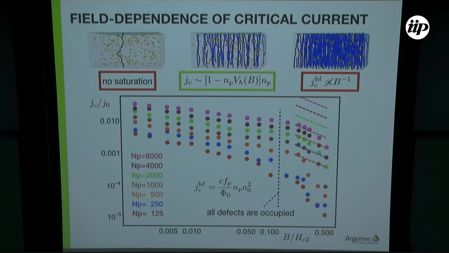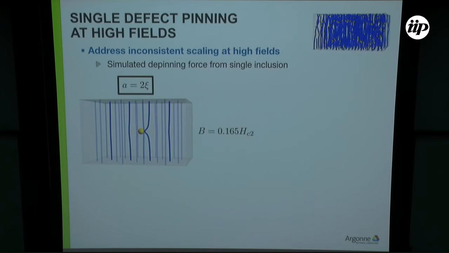And I want to spend now a bit of time focusing on this particular issue. And for this, we have simplified the problem even more. So what we now take is a volume, and this volume is shown here, and we just put one isolated defect in this volume, and then we perform simulation on this simple system. We have an ordered lattice, we have one defect, and we look at what is the depinning force of this defect as a function of field.